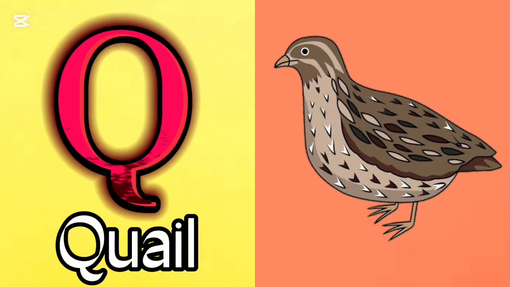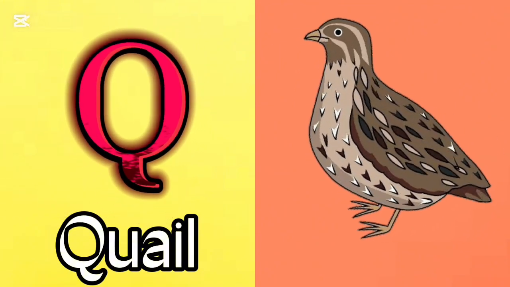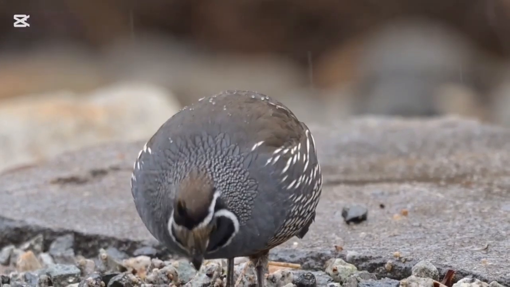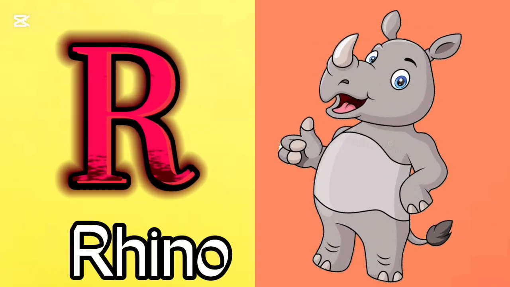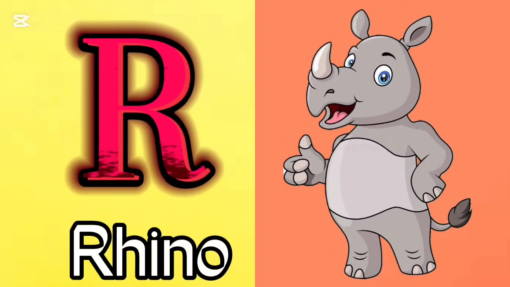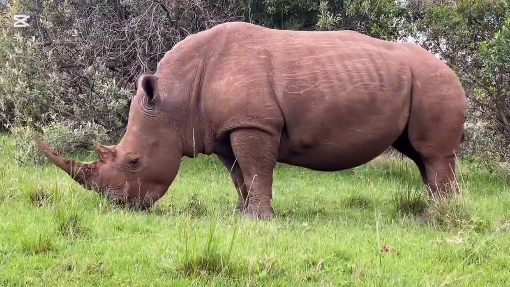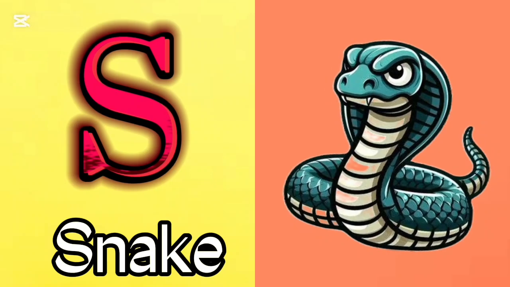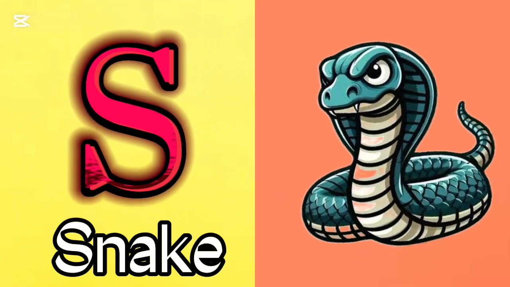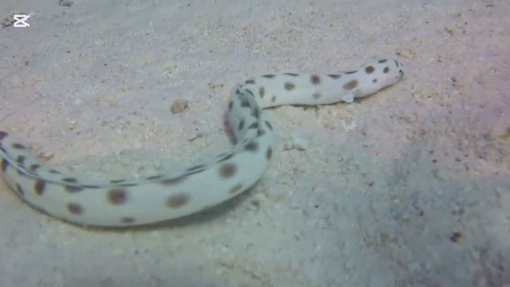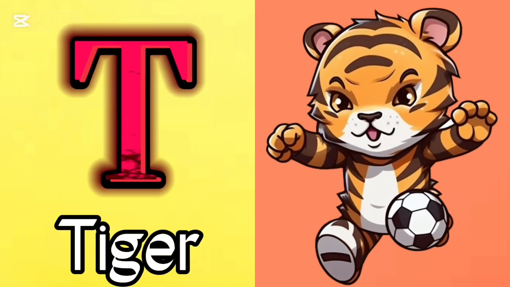Q is for quail. Quail. Q. Quail. R is for rhino. Rhino. R. Rhino. S is for snake. Snake. S. Snake. T is for tiger.